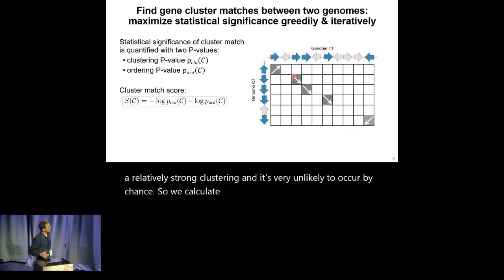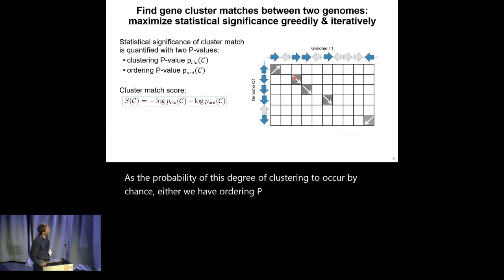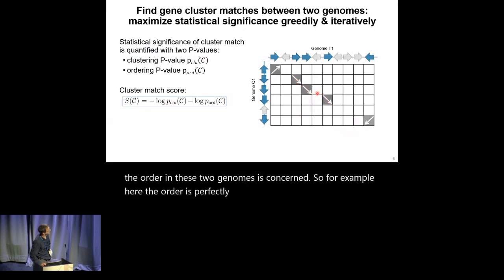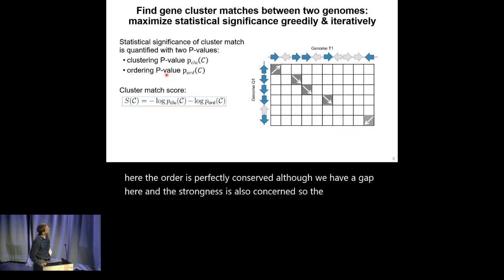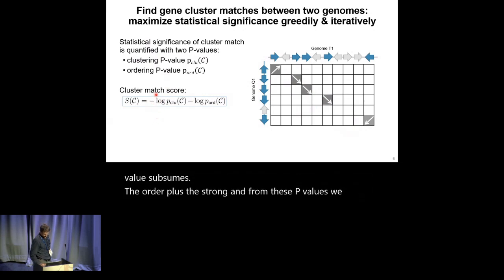p-value as the probability of this degree of clustering occurring by chance. Then we have an ordering p-value that looks at whether the order in these two genomes is conserved. For example, here the order is perfectly conserved, although we have a gap here, and the strandedness is also conserved. So the ordering p-value subsumes the order plus the strand. And from these p-values, we can simply calculate a match score.